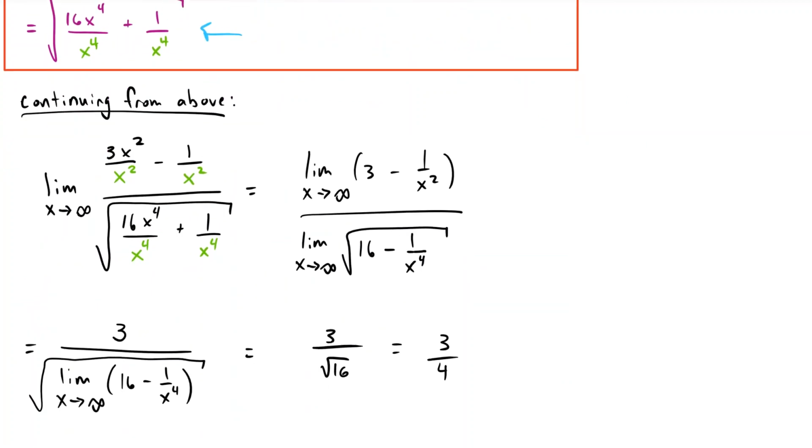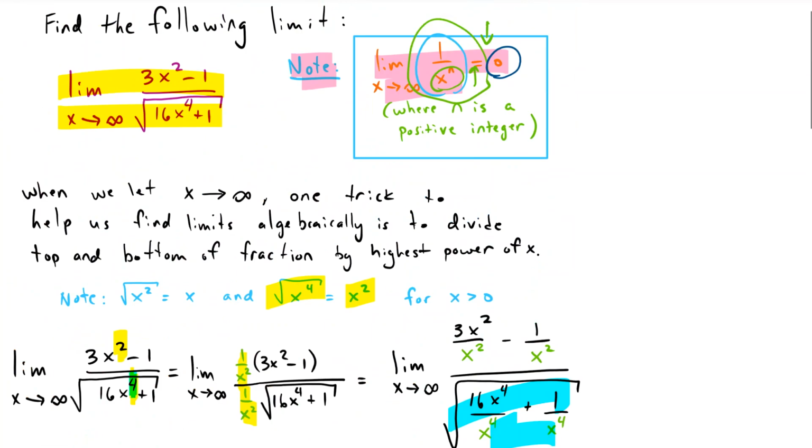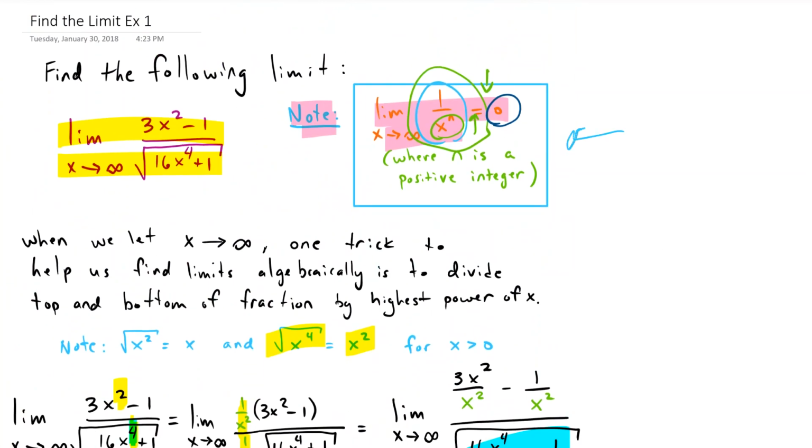So if we continue from above, we can see right here we have some cancellations. We also have some cancellations there in the bottom. We can take the limit of the numerator and the denominator separately because of the laws of limits. The limit of 3 is just 3 because the limit of a constant is just a constant. And the limit of 1 over x squared is going to be 0 from this rule right here.